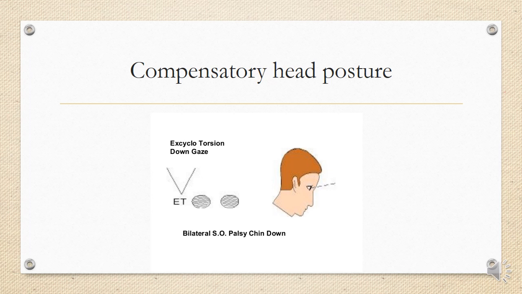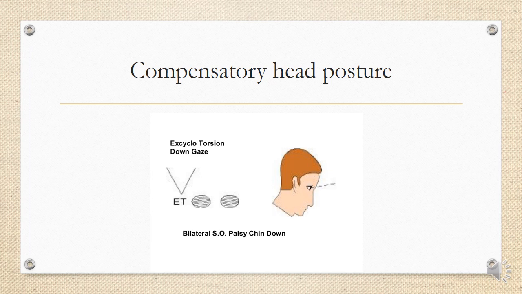So always the chin up or chin down is generally the compensatory head posture seen in your pattern of squint. So whichever side the head is being taken, let's say if the chin is down, that means the eyes went upward, and upward there is the least amount of deviation.